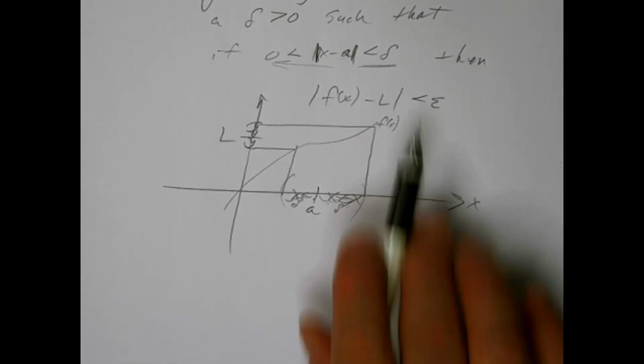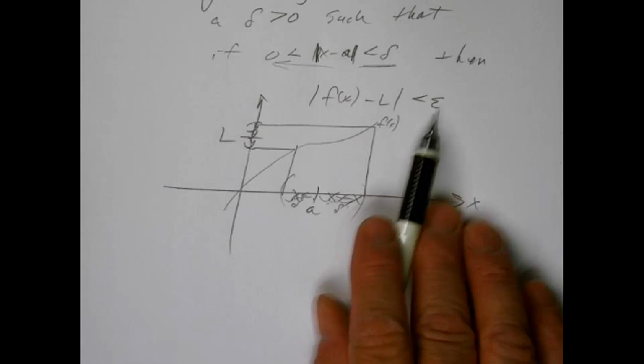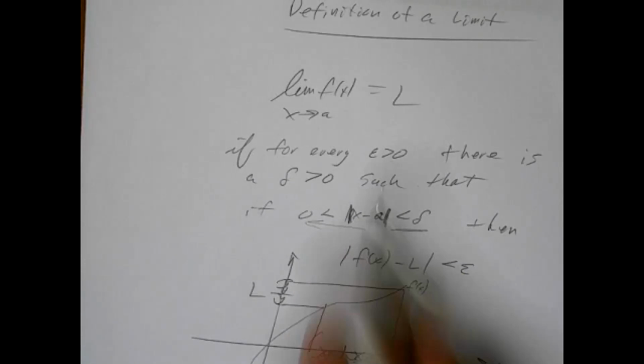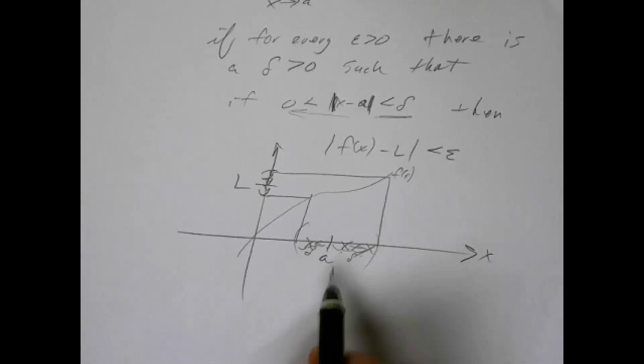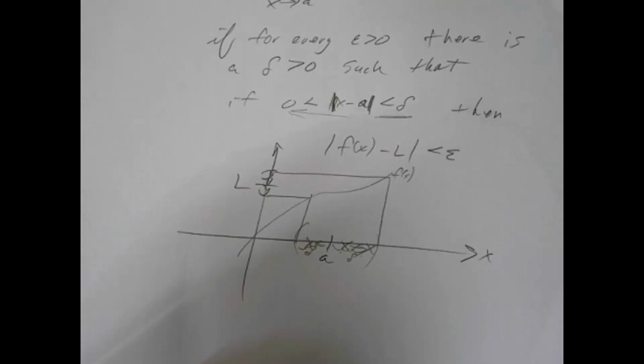And since, again, epsilon can be arbitrarily chosen, that was the very first thing they said, for any epsilon, any positive value you choose, as long as you get this close to a on the x-axis, you'll get that close to L on the y-axis, right?